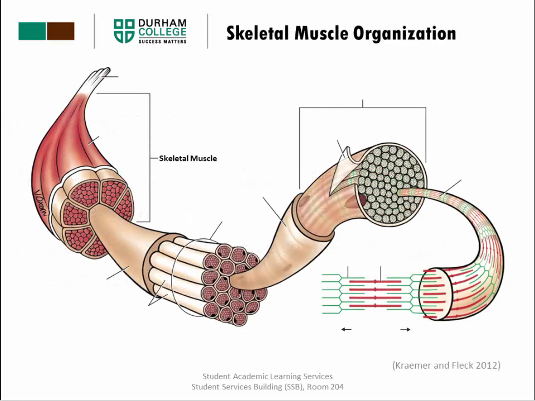Taking a look at a skeletal muscle, we can see that it is connected to bone via a tendon. Surrounding the entire skeletal muscle is the epimysium. This is connective tissue that envelops the whole muscle.